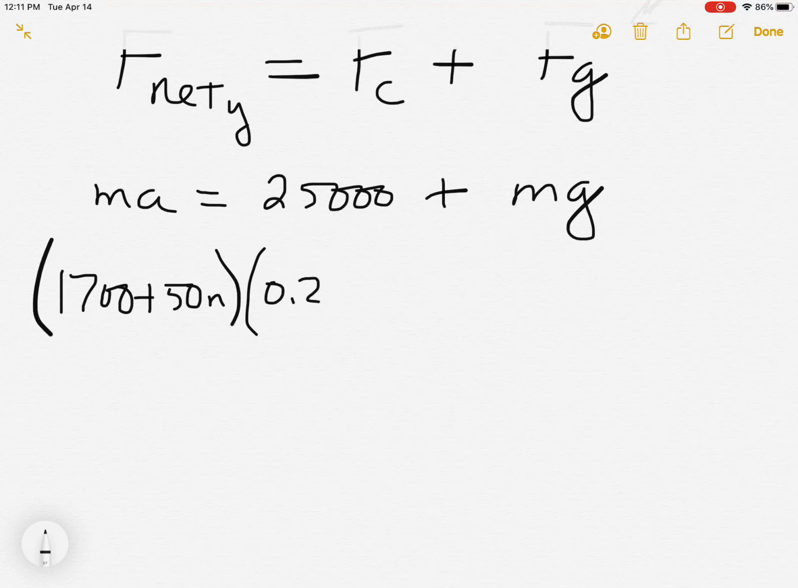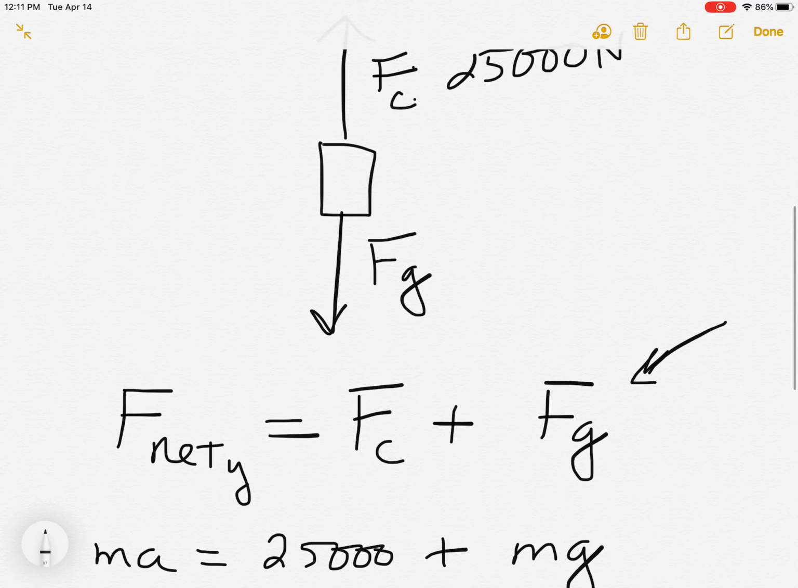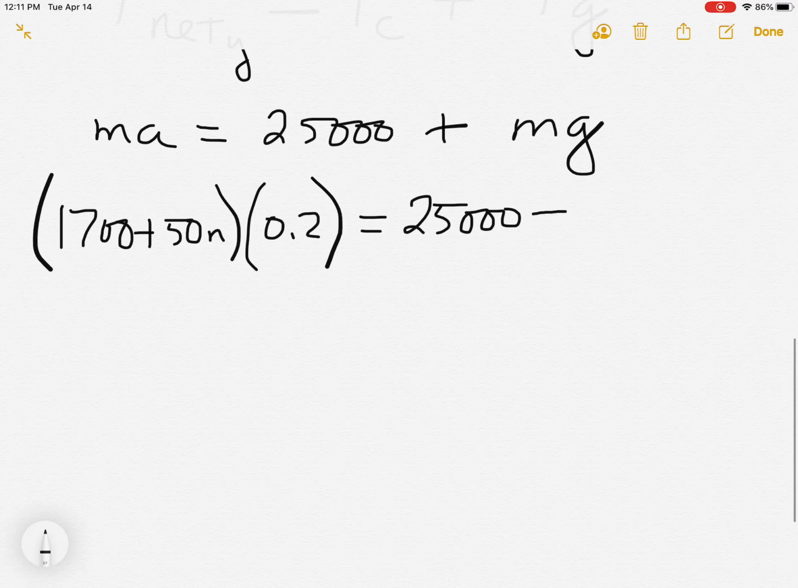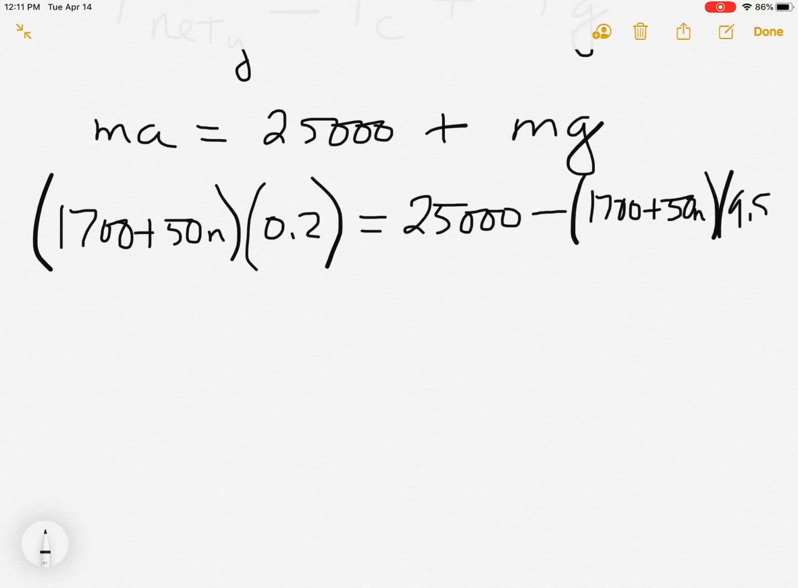Now in this question, it tells us the a. It tells us it wants the elevator to accelerate upwards at 0.2 meters per second squared. So we'll put a plus 0.2 in there. This is still 25,000. Plus, now be careful here. When we put the numbers in for the force of gravity, we have to remember it's a downward force. So we're looking at our picture to see that downward force. Change it to a minus for down. The mass, 1,700 plus 50n, and we're going to multiply that by 9.8. Now there's only one letter in this whole thing, and that's n, which is the number of people. It's going to pop out, isn't it? So we just have to do the math.